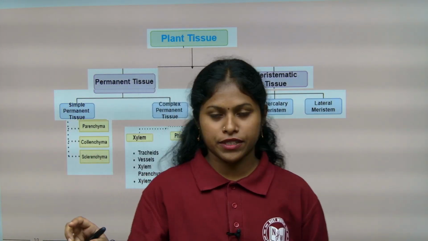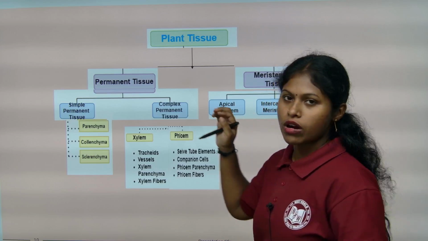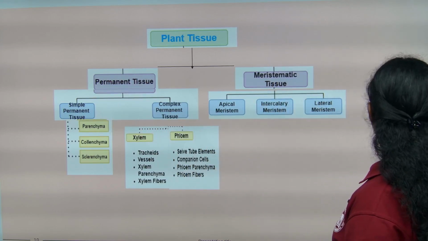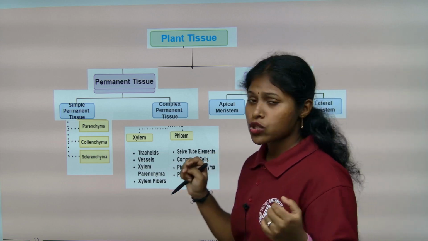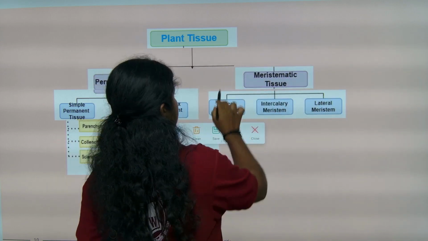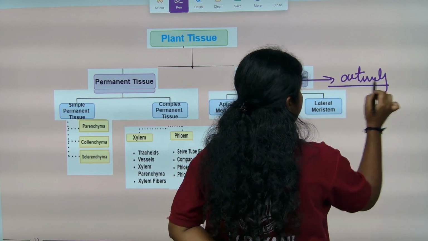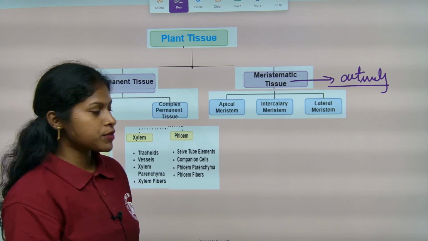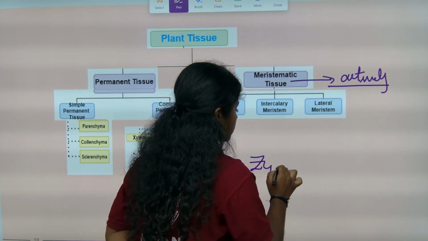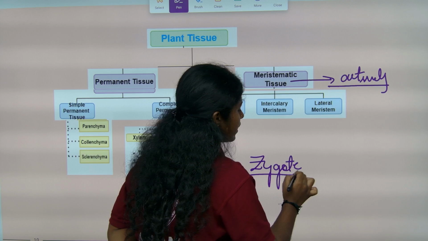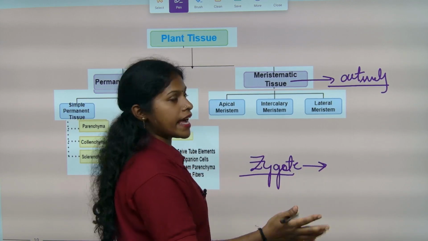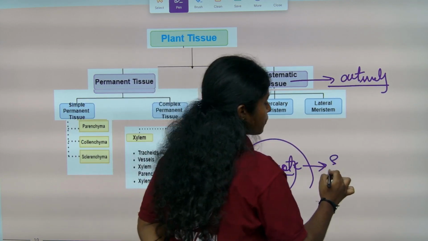Let's see this. The tissues of plants are mainly divided into two types. Plant tissues are of two types: one is meristematic tissue and the other is permanent tissue. First, meristematic tissue. Meristematic tissues are actively dividing cells. They directly arise from the embryo. In multicellular organisms, it starts from the zygote, right? So the actively dividing cells, the meristematic cells, arise from the embryo.